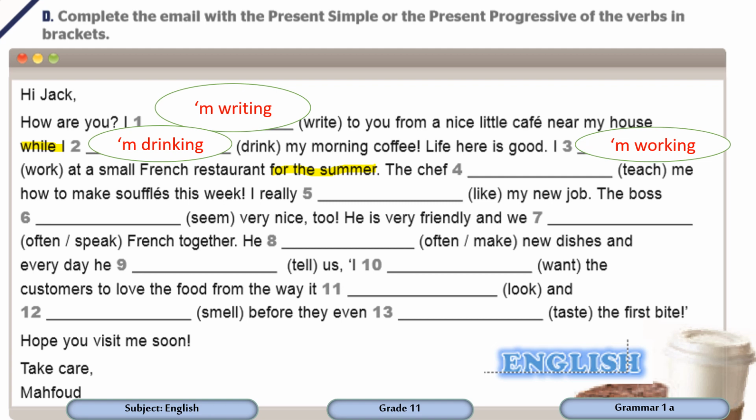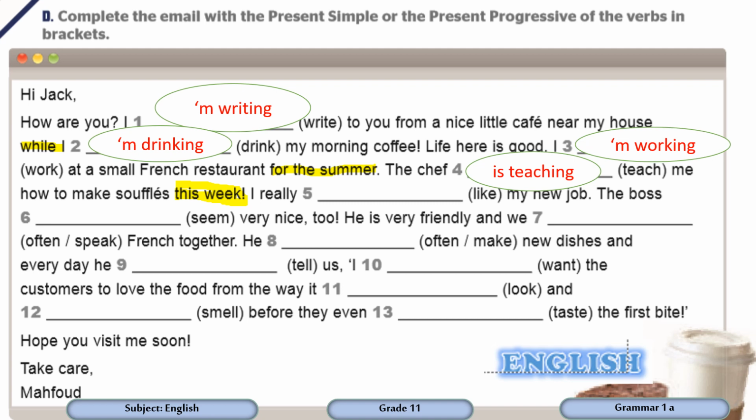The chef teach me how to make soufflés this week. It's not forever. It's not every day. It's just this week. Again, this is something temporary. So it should be the present progressive: to be plus the verb in the ing. The chef is teaching.